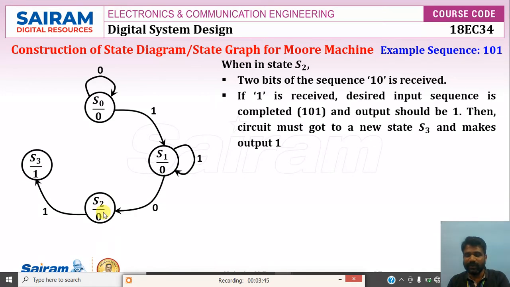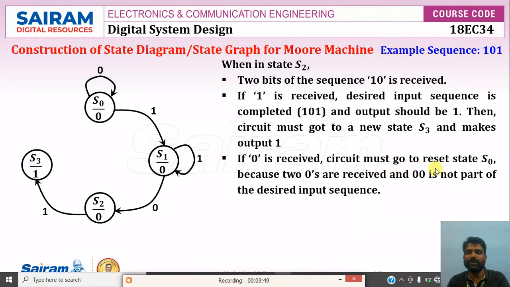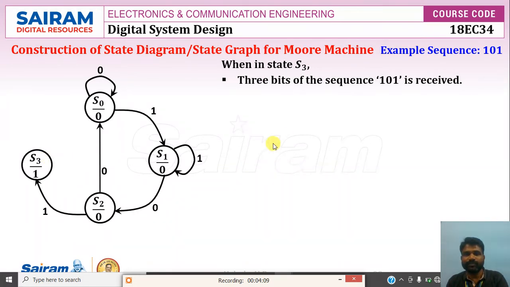Suppose in S2, if 0 is received, it will go to the reset state, because two zeros are received, and 0 0 is not a part of the desired sequence. It will go to S0. Clear? So one more state is introduced. Now in this state, again we receive either 0 or 1. We are in S3, which means 3 bits of the sequence, 101, are received and the output is 1.